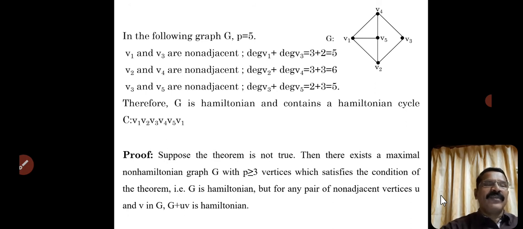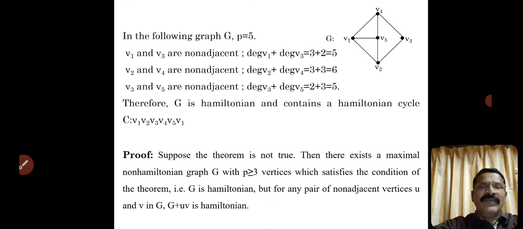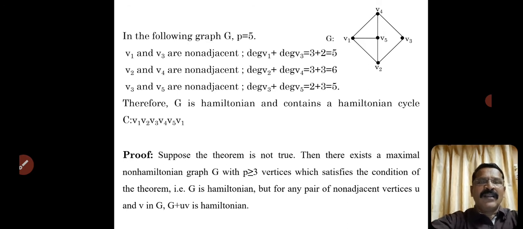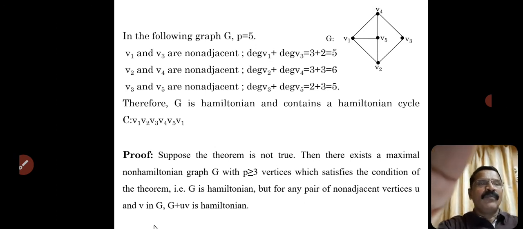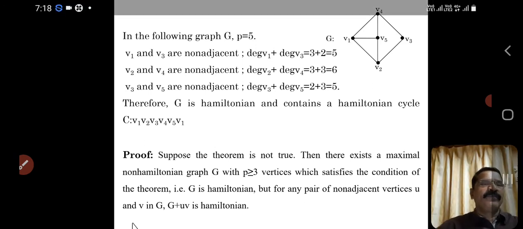Now in this graph, which are the non-adjacent vertices that you have to identify? Here the non-adjacent vertices are V1 and V3. Similarly, V2 and V4 are non-adjacent, and V3 and V5 are also non-adjacent. Now if we think of the sum of the degrees of the non-adjacent vertices, for example, degree of V1 plus degree of V3, that is 3 plus 2, so it will be 5.